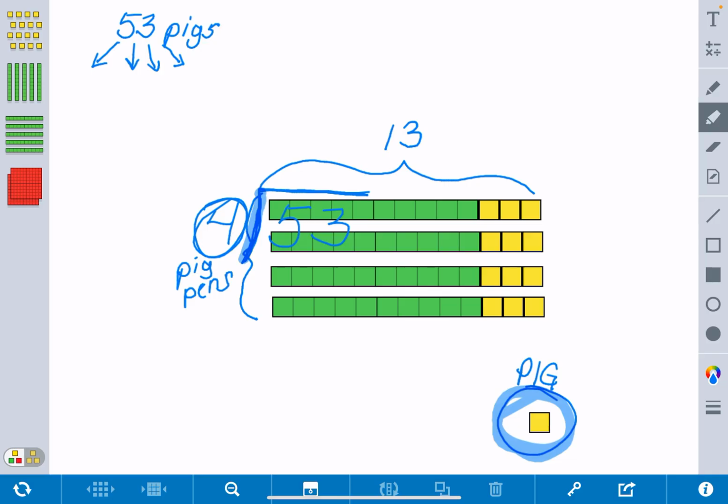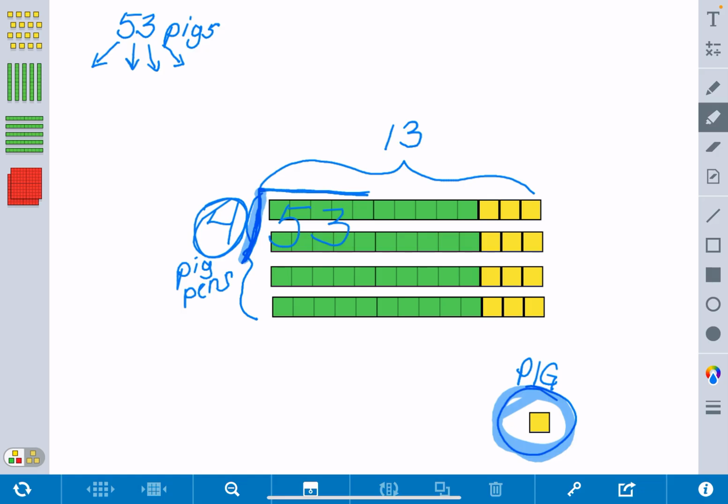Well, we can't cut him up because, well, I guess we could. That would be bacon. Old MacDonald could sell him. Old MacDonald could just stick him in one of the pens, and then one of the pens would have 14 pigs, and the other pens would each have 13. But he really wants his pig pens to be even. So Old MacDonald needs to figure out what to do with that pig.